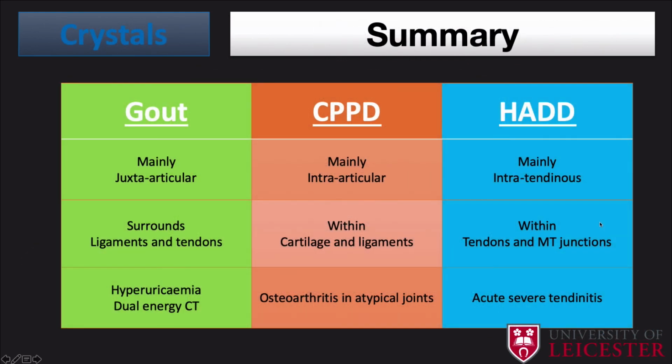So let's just summarize crystal deposition disease. We've covered quite a lot from just the basics of spondyloarthropathy, but then also focusing specifically on just these three diseases. So gout, remember, classically all just juxta-articular in terms of this process. Compare that to CPPD, which is intra-articular with the chondrocalcinosis, versus hydroxyapatite deposition disease, which is mainly intratendinous. And that's the way that you have to try and work yourself around these kind of cases.